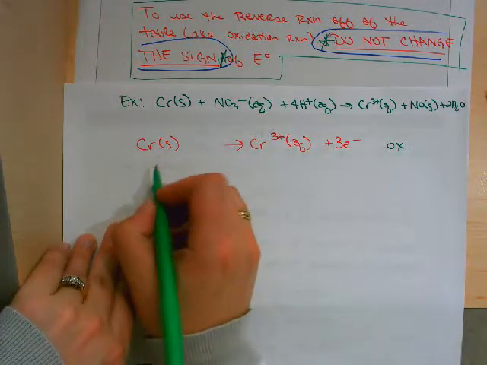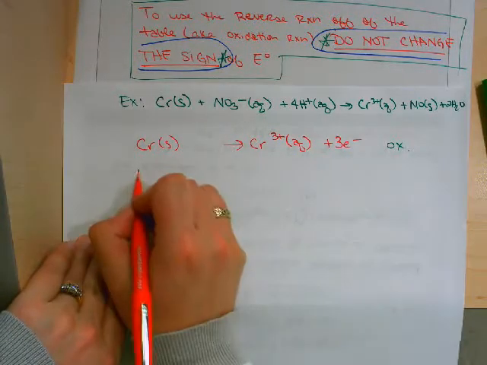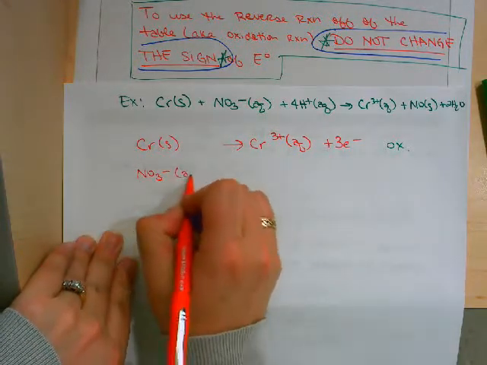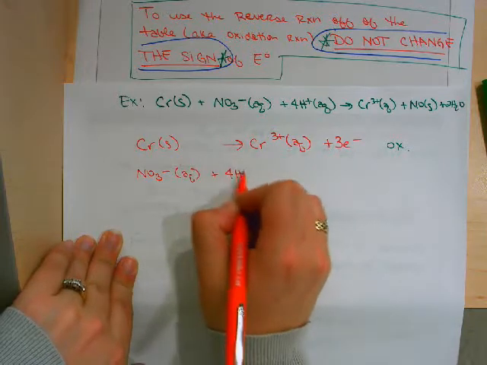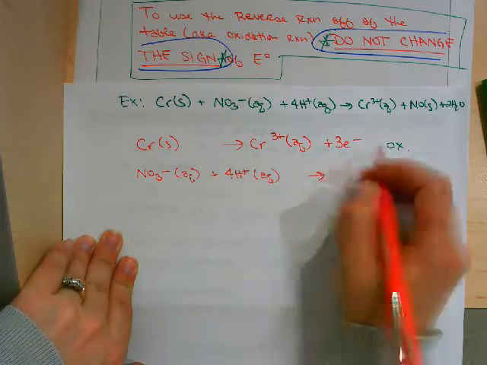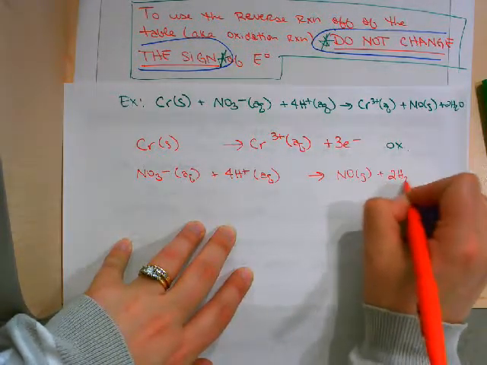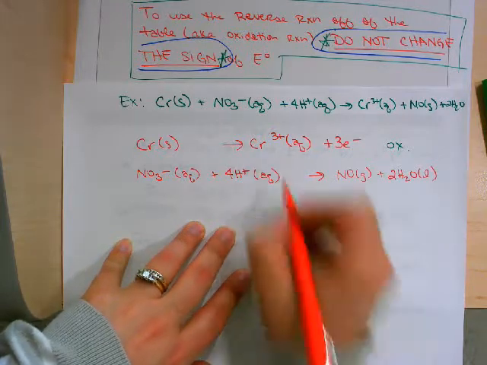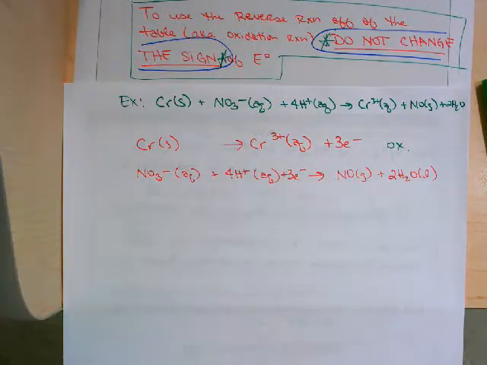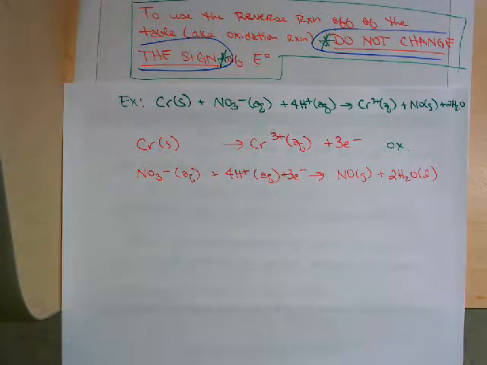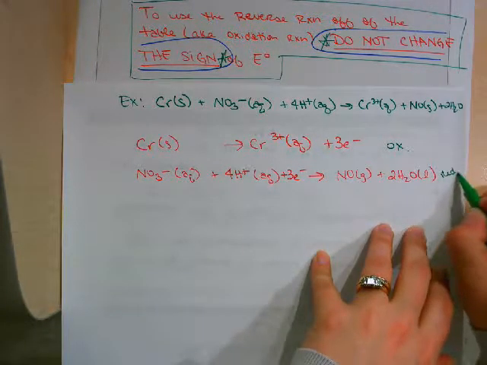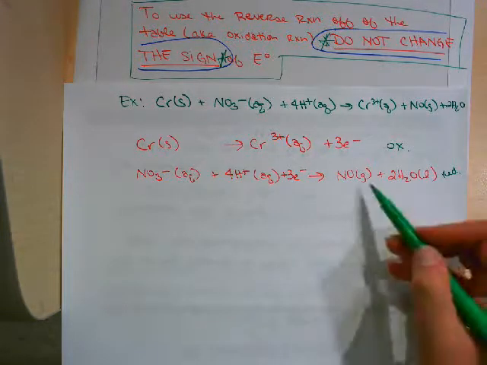So, by default, everything else must be referring to this. Everything's left over, and that's the reduction.